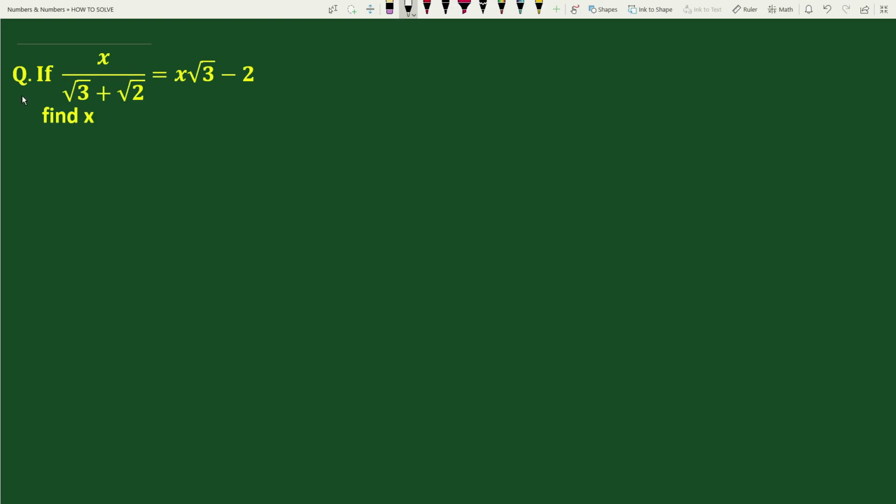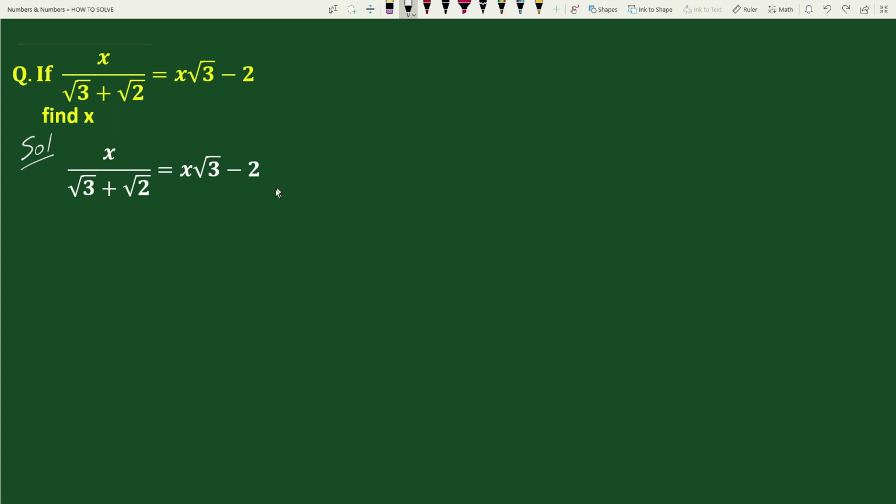Hello everyone. Question is, if x by square root of 3 plus square root of 2 equals x square root of 3 minus 2, find x. Solution will be here. Given x by square root of 3 plus square root of 2 equals x square root of 3 minus 2.